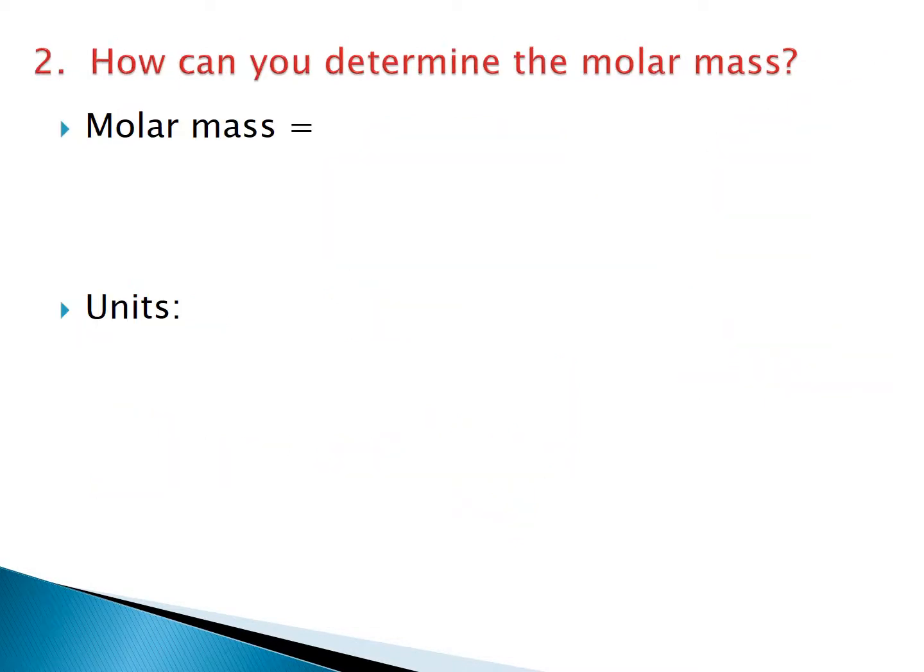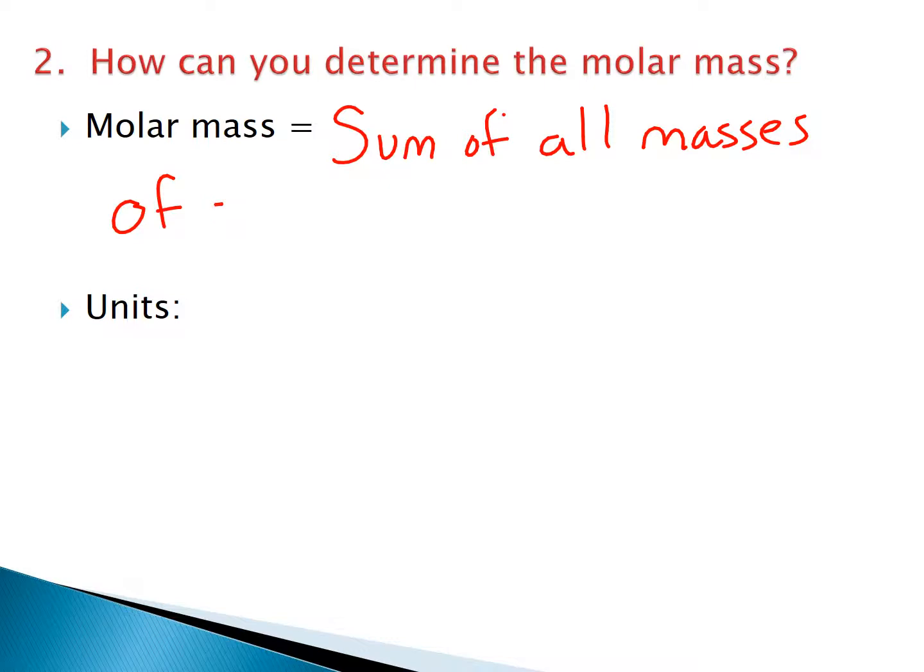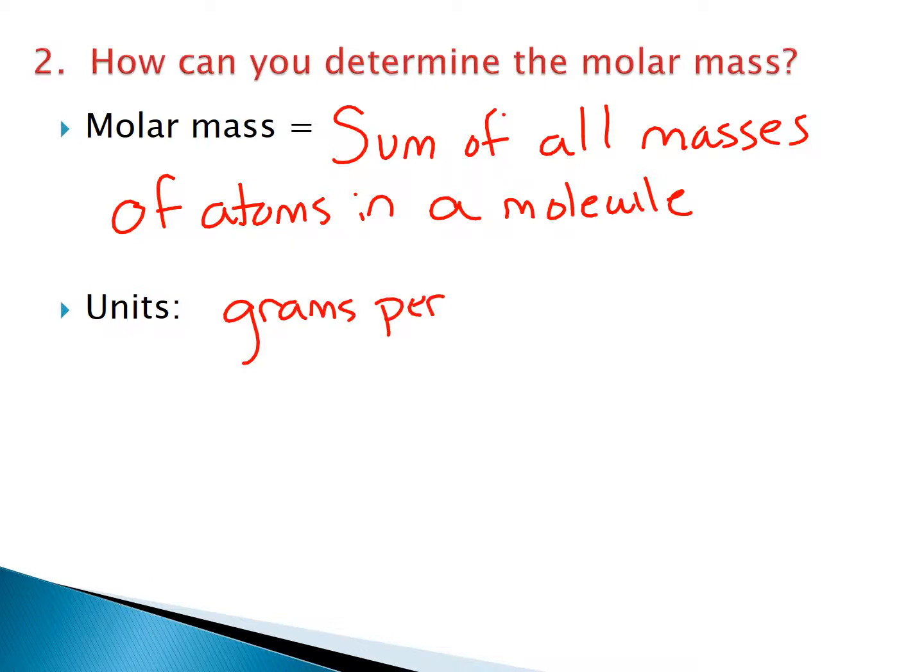Okay, so molar mass can be found from the periodic table, and it's the sum of all the masses of atoms in a molecule. The units are grams per mole, which we can abbreviate as grams, g, per mol. That's not much of a mole abbreviation, but it's the best thing we've got, so we're just going to deal with it.